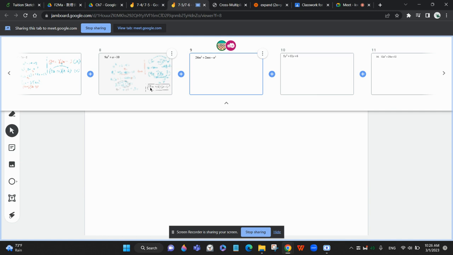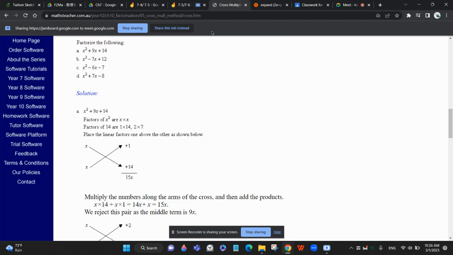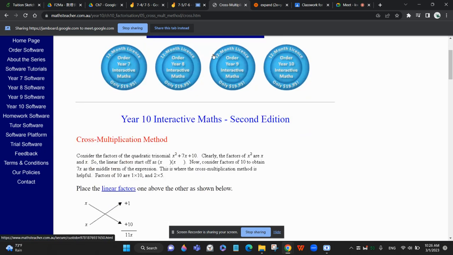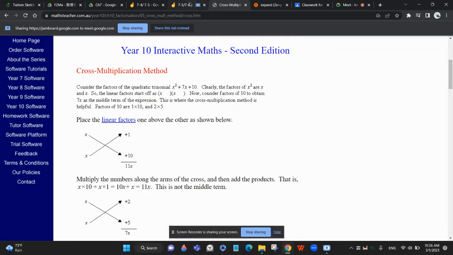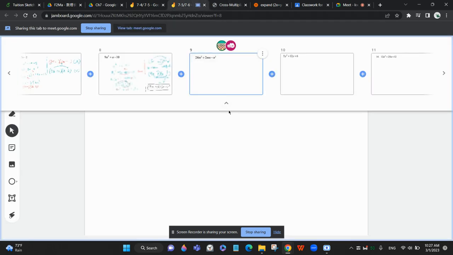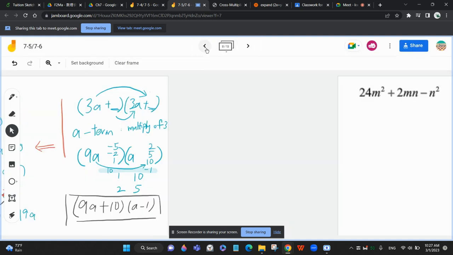not in your syllabus, I guess, maybe because this one you will need to use the cross multiplication method. So I guess your school might only focus on the grouping method. So you group two of them and then the other two. Yeah, so this one I guess you cannot use the grouping method.